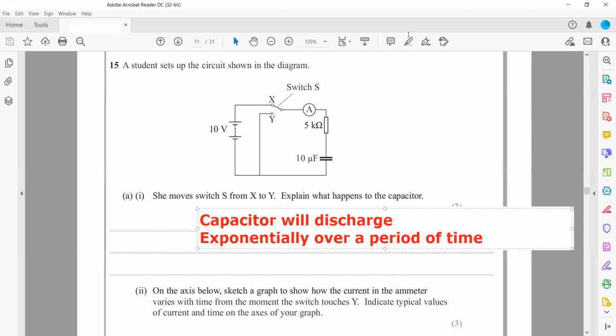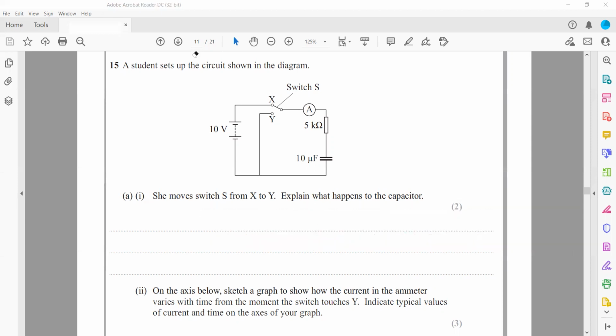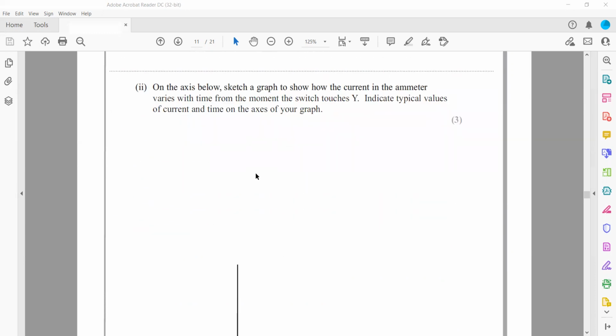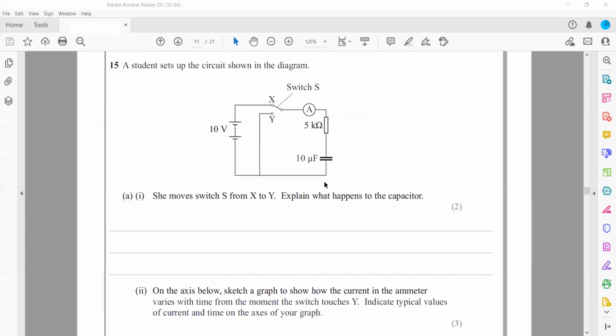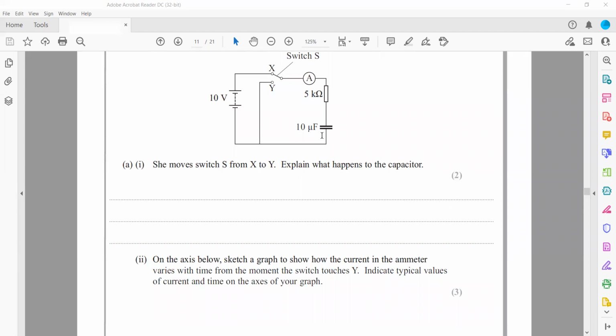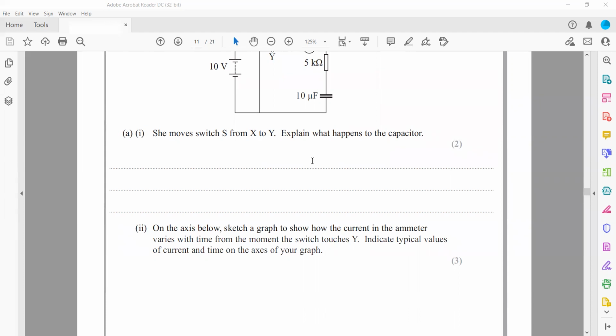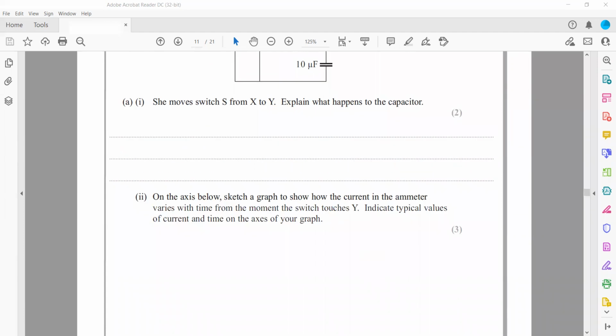The next part, on the axis below, is to sketch a graph to show how the current in the ammeter varies with time from the moment the switch touches Y. Indicate a typical value of the current and the time on your axis, and it's worth 3 marks. We have the capacitance given, we have the voltage, so we have the formula Q equals CV, but we have to sketch a graph for current. So what will be the initial current? How can we work it out? We can also use the formula V equals IR.